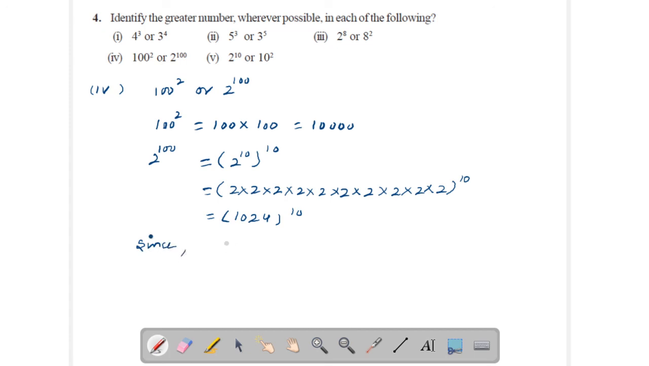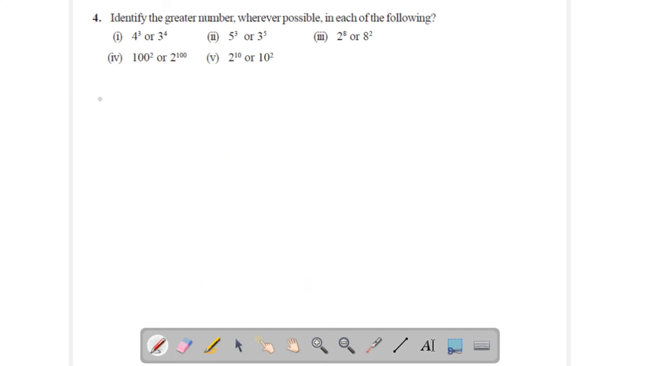Here since 1024 raised power 10 is greater than 10,000, therefore you can say that 2 raised power 100 is greater than 100 raised power 2. This is your answer.